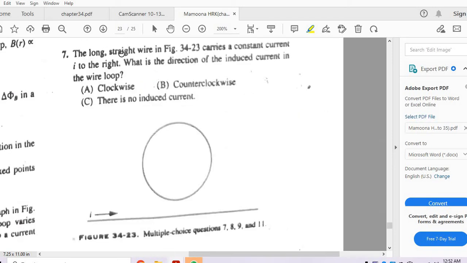Question number 7: the long straight wire in figure 34.23 carries a constant current I to the right. What is the direction of the induced current in the wire loop? Clockwise, anti-clockwise, or there is no induced current?